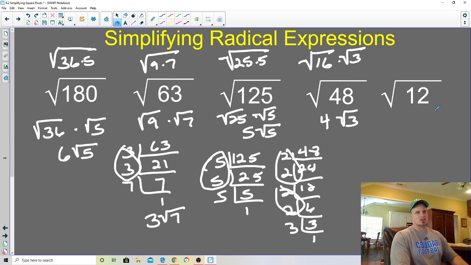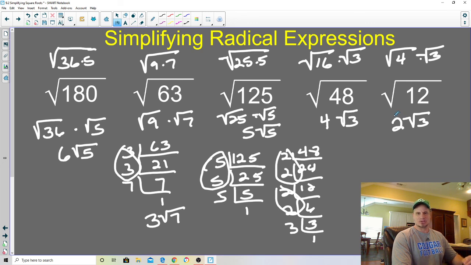Okay, let's look at 12. Without doing upside down division, this is pretty simple. The largest perfect square that goes into 12 is 4. And if you split it up, you get square root of 4 times the square root of 3. And I know the square root of 4 is 2, and 4 is a perfect square. So my final answer here is 2 times the square root of 3.